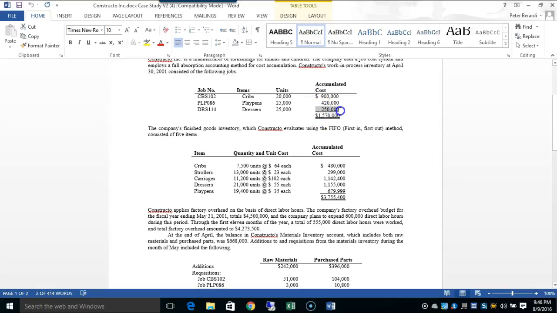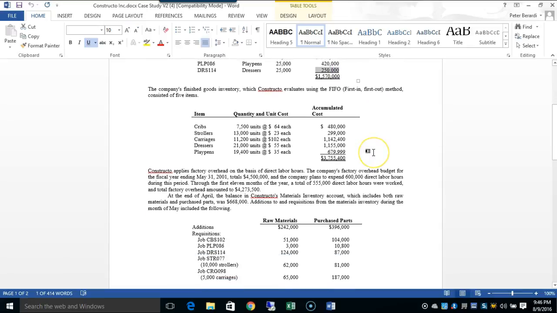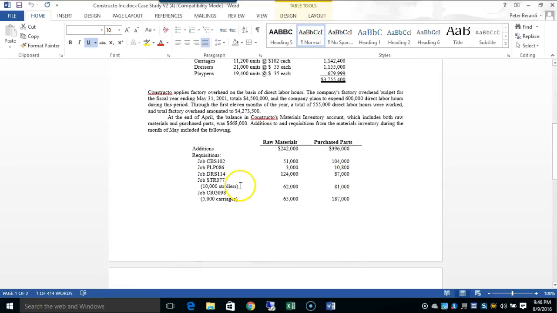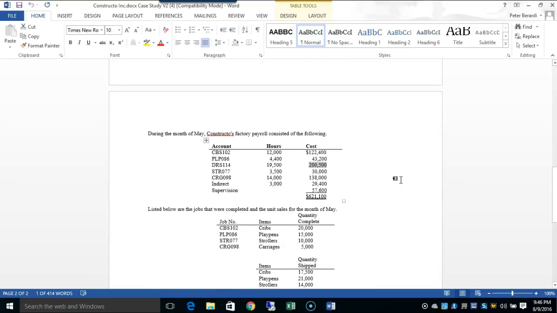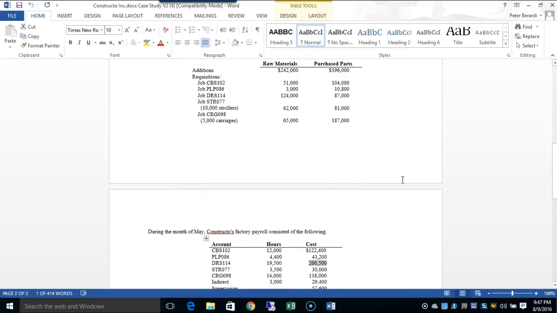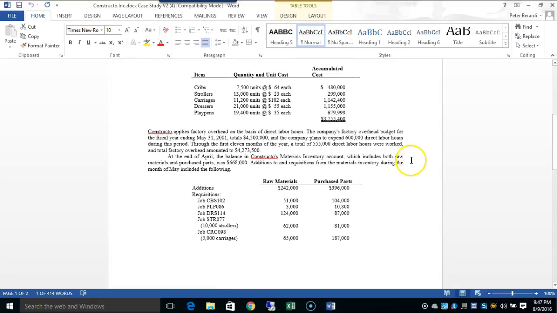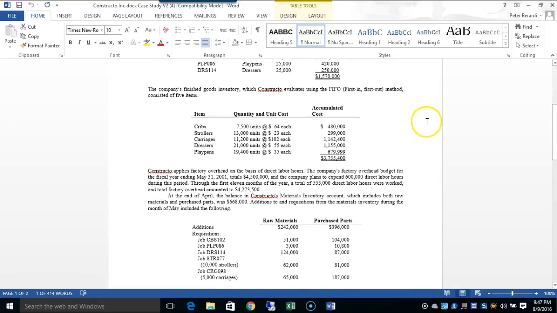So DRS beginning balance, materials used for DRS, direct labor used for DRS. Now you have to do manufacturing overhead applied. You know the number of hours, you know the rate. Multiply that, that gets debited to WIP. So beginning plus production gives you the cost of goods manufactured for DRS.